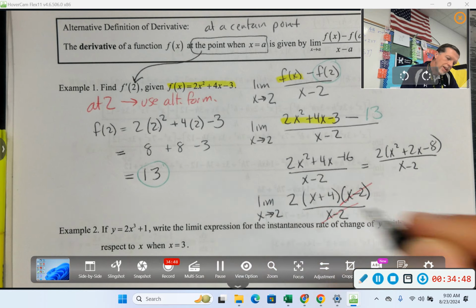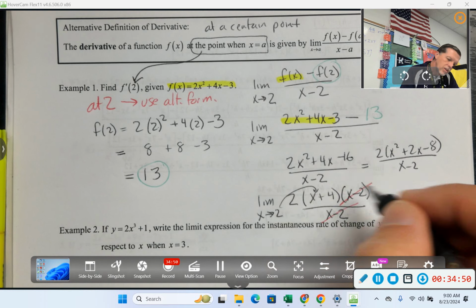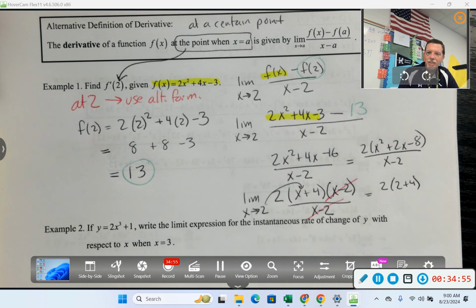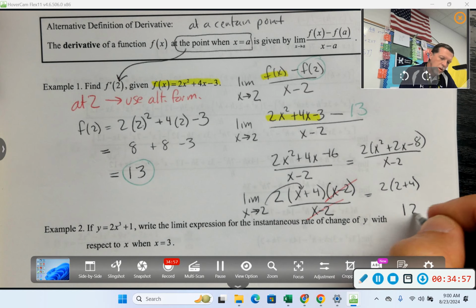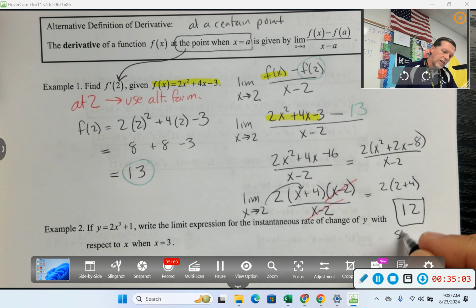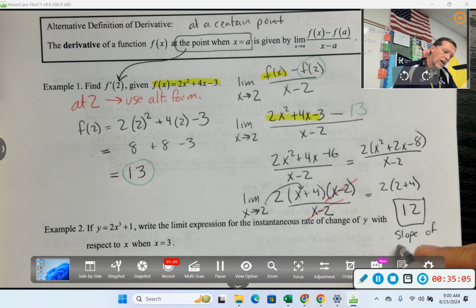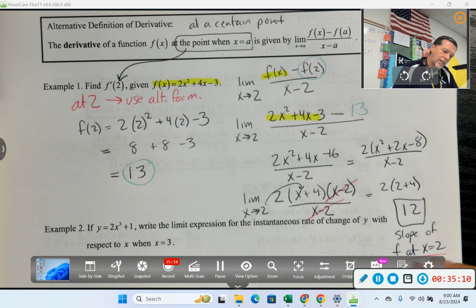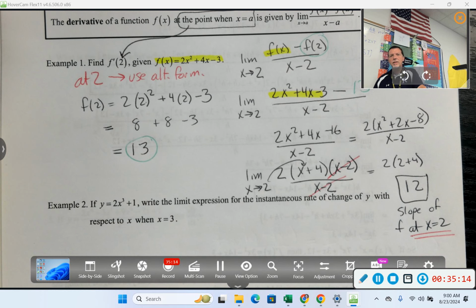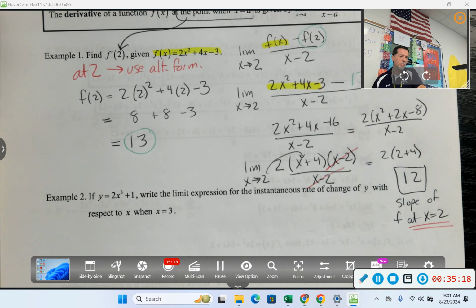Then I can plug in 2. 2 times 2 plus 4. I could leave that as a safe stop, but 6 times 2 is 12. What we found there is the slope of f at x equals 2. And again, that at x equals 2 is what let us do the alternative form. At a certain point means you can use the alternative form.